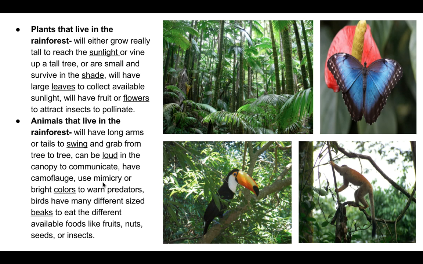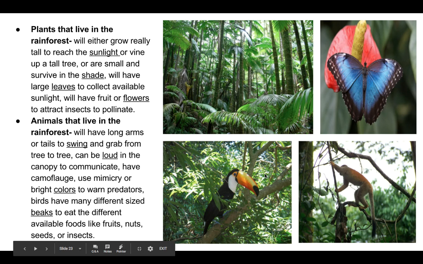They might use mimicry or bright colors to warn predators. So some butterflies act like other butterflies that are poisonous to get predators away from them. Birds may have many different sized beaks to eat different available foods like fruits, nuts, seeds, or insects. Still, we're still talking about competition in the food chain.